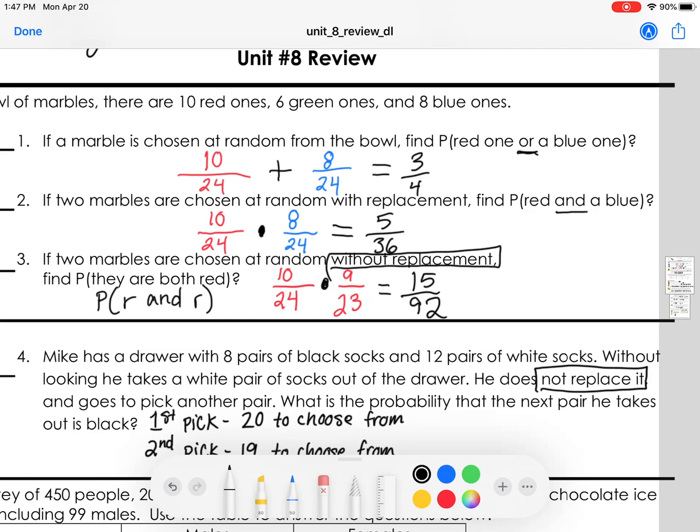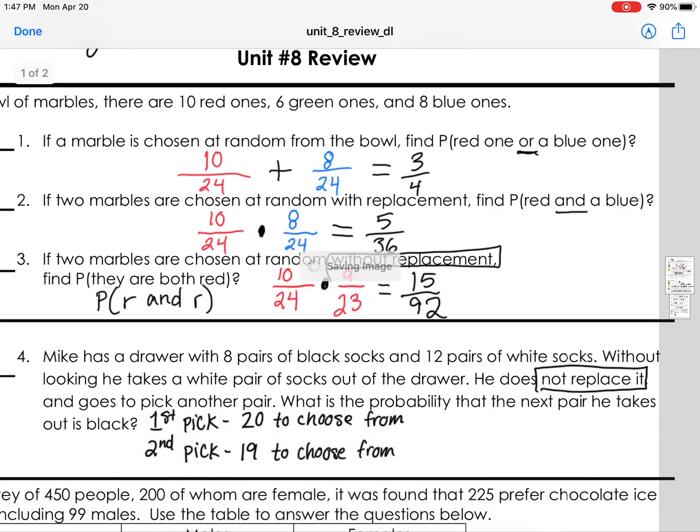Hopefully this helped jog your memory about the different types of probabilities and what the words or and and mean in relation to a scenario, and compound events or just individual events.